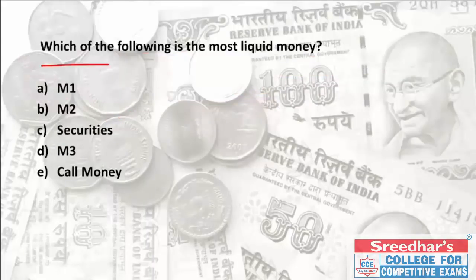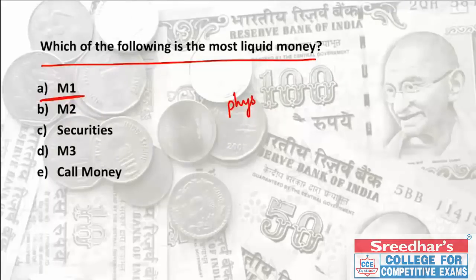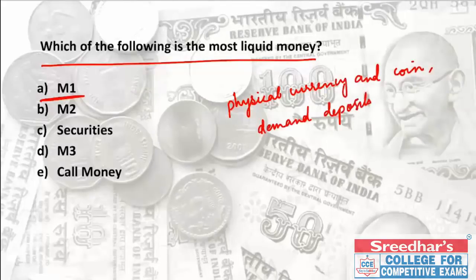Which of the following is the most liquid money? M1. M1 is the most liquid money. What is M1? M1 is the money supply that includes physical currency and coins, demand deposits, travelers' checks and other checkable deposits if any, and negotiable order of withdrawals. So all these come under M1. The most liquid portions of the money supply are measured by M1.